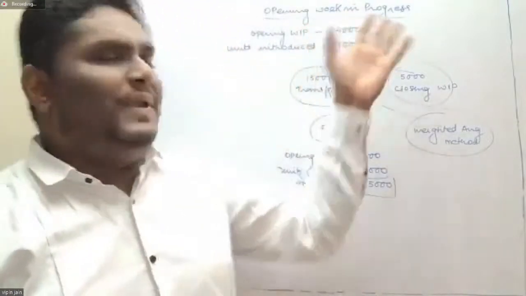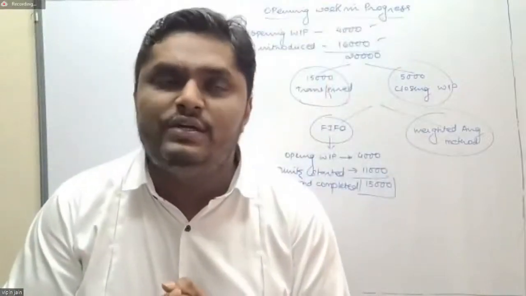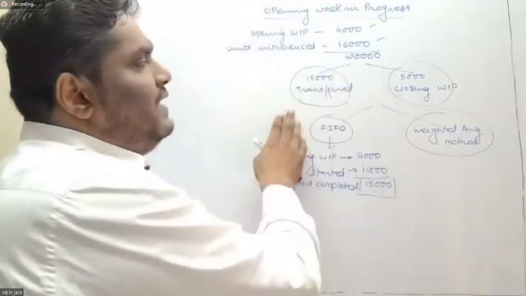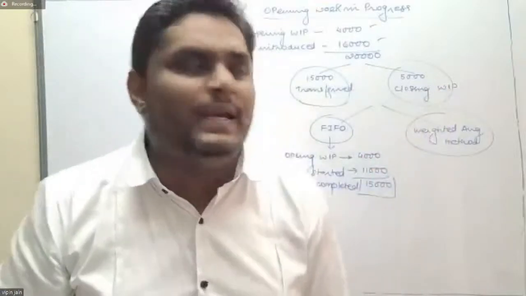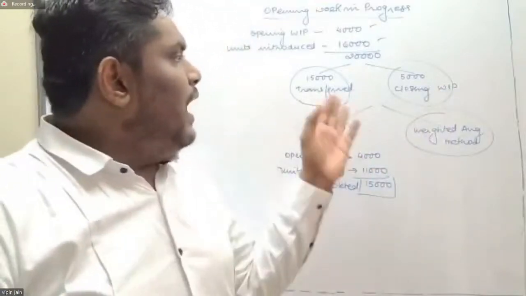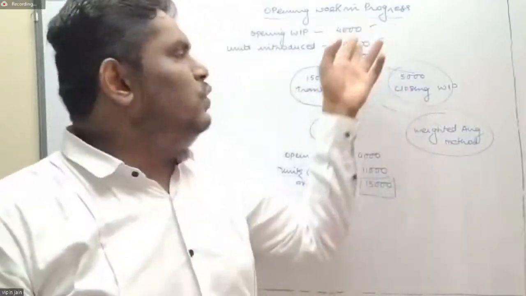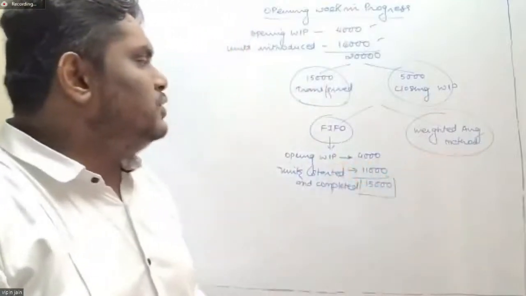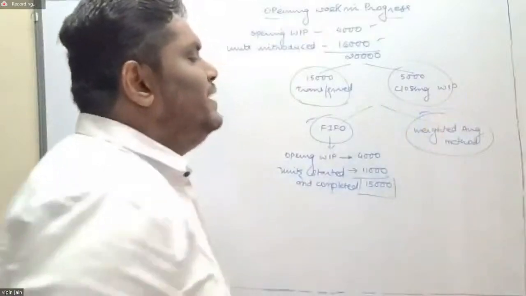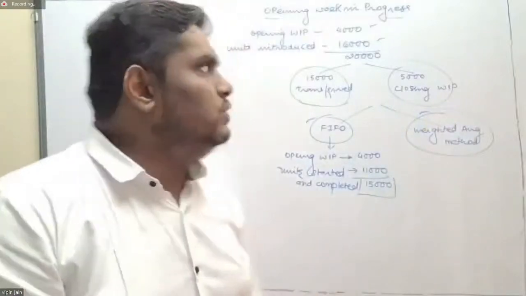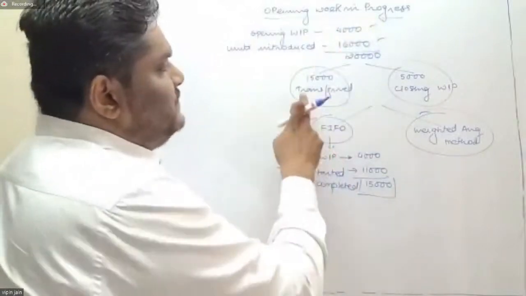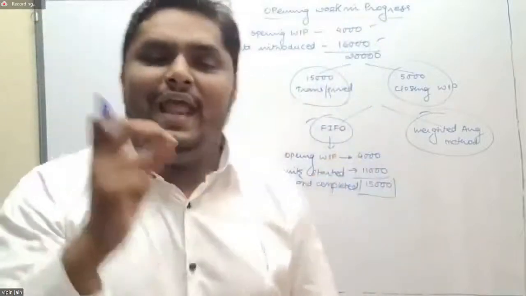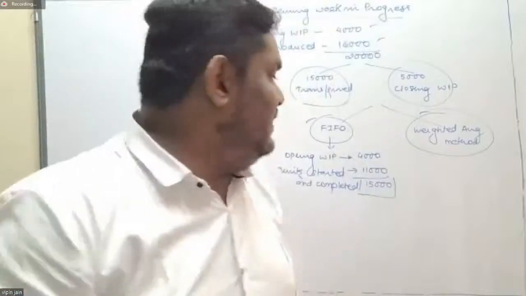So I'm repeating again, opening work in progress is 4,000 units. Units introduced is 16,000. So in aggregate, we have 20,000 inputs in hand. 15,000 were transferred to the next process and 5,000 units are still in process. When talking about how to calculate the value of these two, because there are two types of input, one from opening work in progress and one from units introduced, two approaches are possible. The first one is the FIFO approach and the second one is the weighted average. When talking about the FIFO approach, first in, first out, out of these 15,000 units transferred, 4,000 will be from opening work in progress and 11,000 will be from units started and completed during the year.